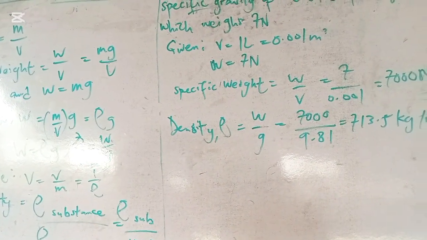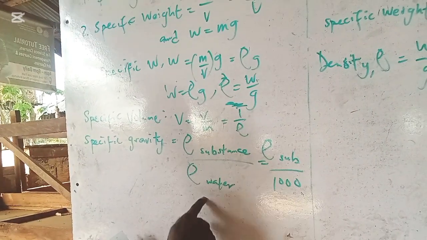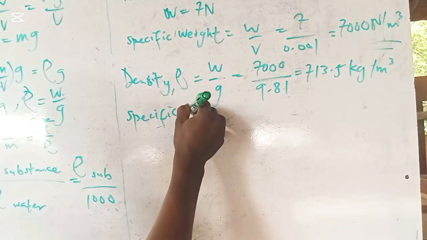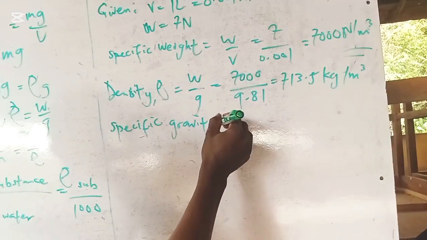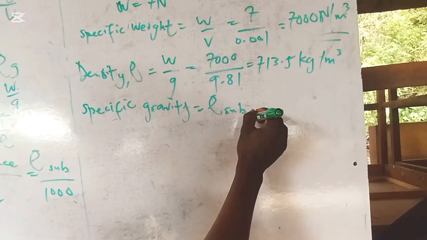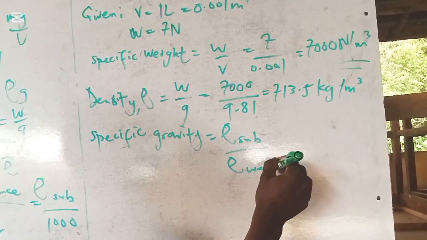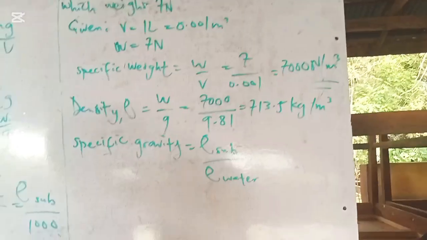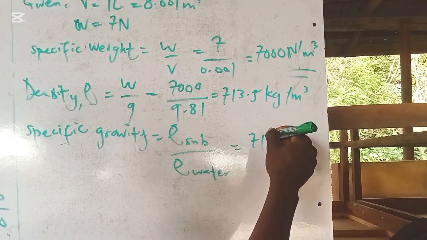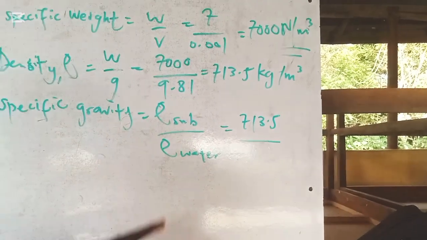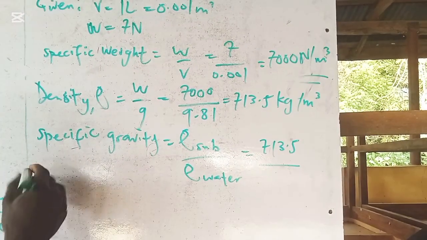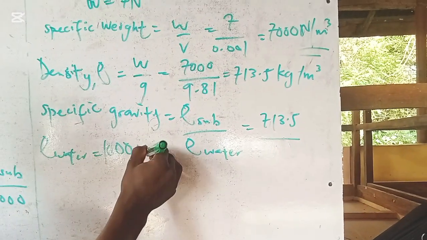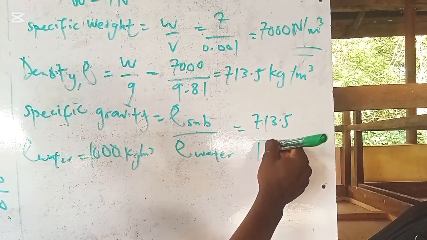What is specific gravity? Remember we said it is density of substance over density of water. So specific gravity equals density of substance over density of water. Remember that we got our density of the substance here, so just insert it to be 713.5. Then over density of water. We know that one is 1000 kilogram per meter cube. So you just put 1000 there.